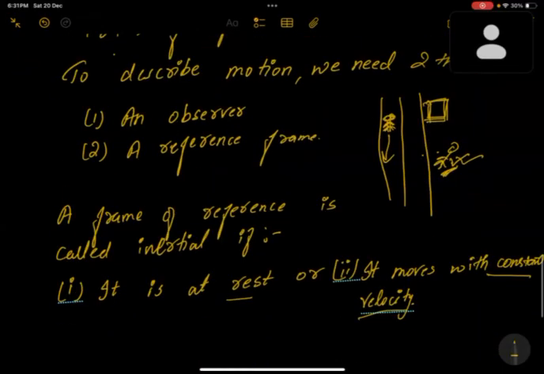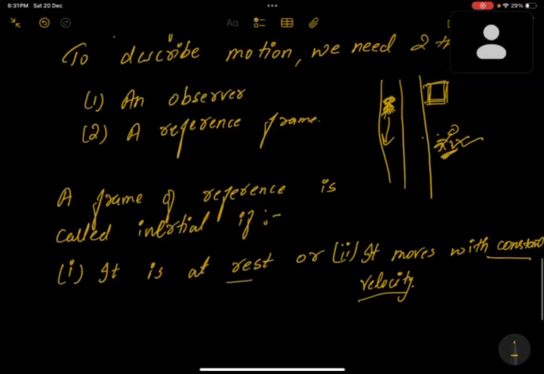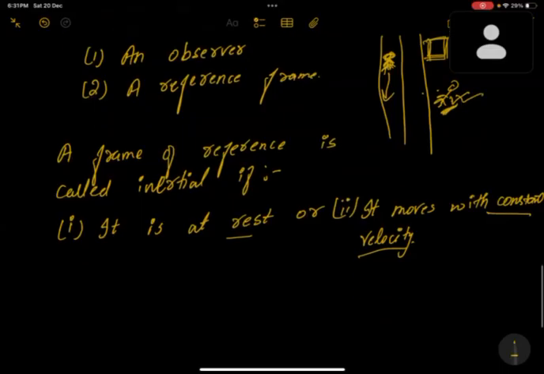Now in this case, there is this boy that is moving in the train. Let's say it is an accelerated train, and the boy is standing on the platform. Tell me which is inertial, the boy in the train or the boy on the platform? On the platform. Right, because he is at rest, so we call it an inertial frame.